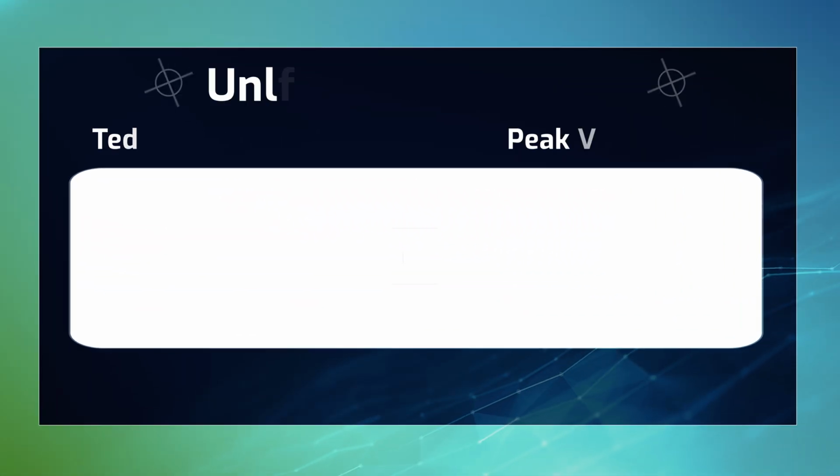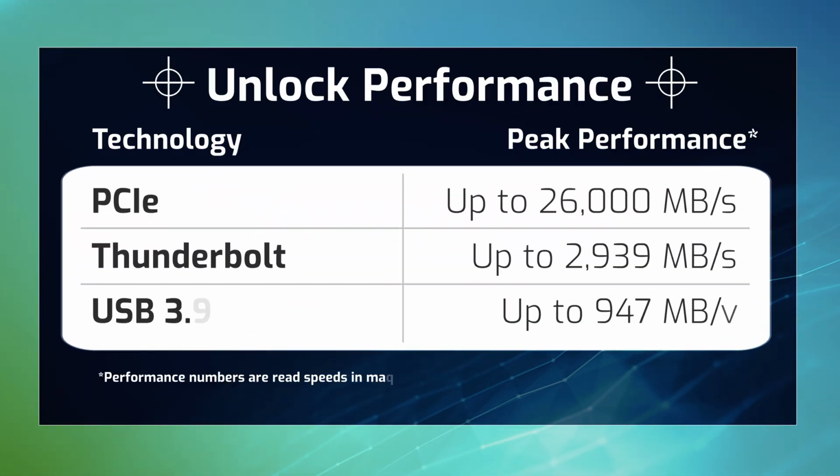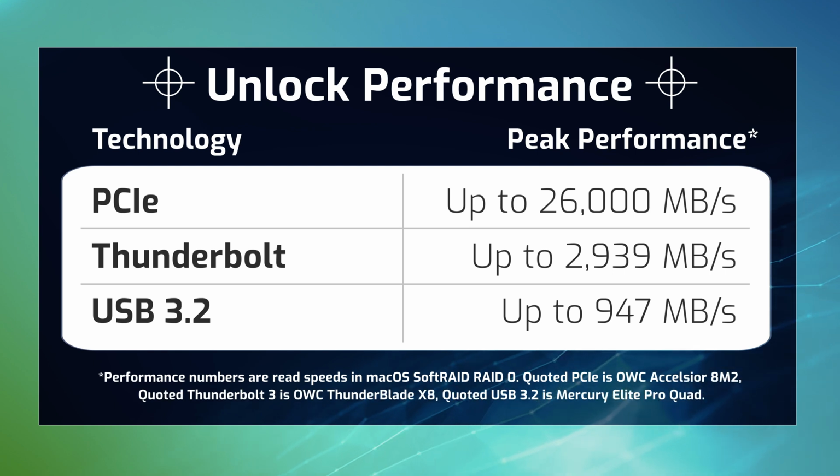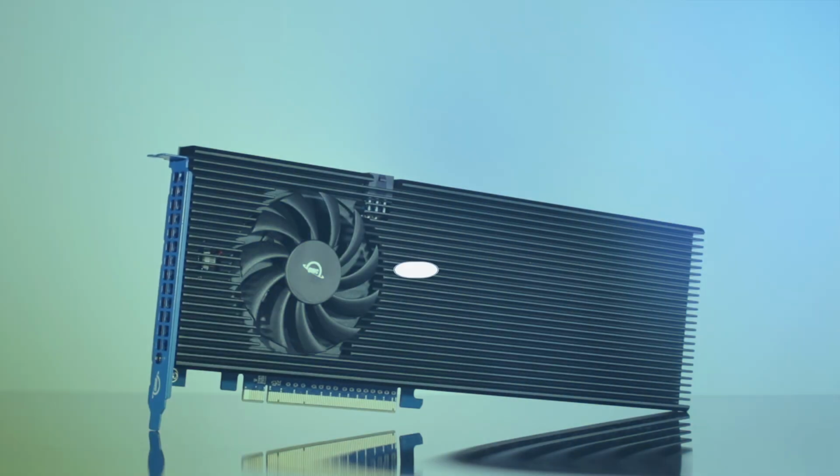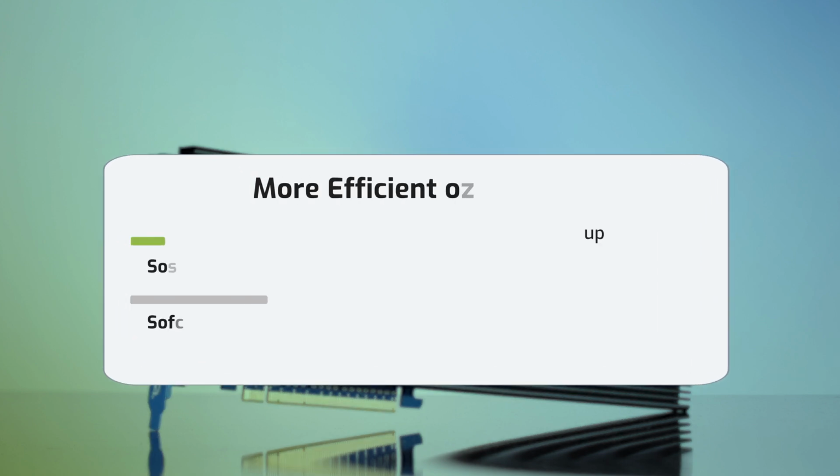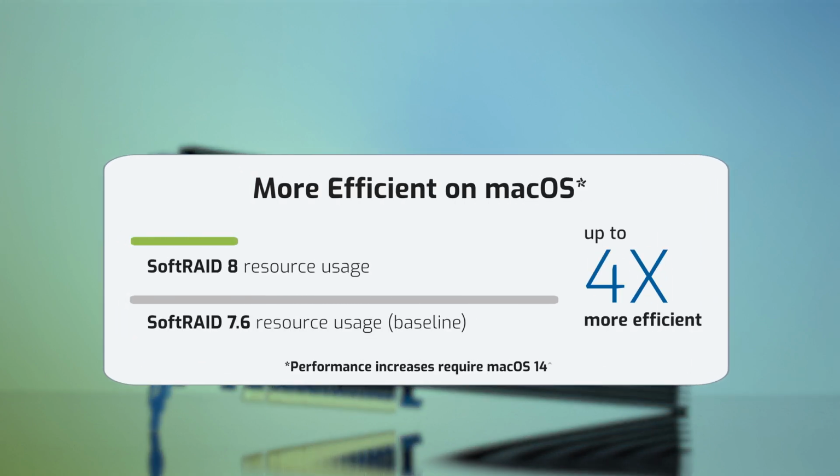SoftRAID implements the latest driver technology to provide breakneck speeds to your RAID arrays, up to 26,000 megabytes per second. For SoftRAID 8, our team continues to push the boundaries of unlocking even more performance on your RAID. SoftRAID now operates up to 4 times more efficiently on macOS, meaning that your computer uses as little as a quarter of the resources to perform tasks and transfer data within your arrays.